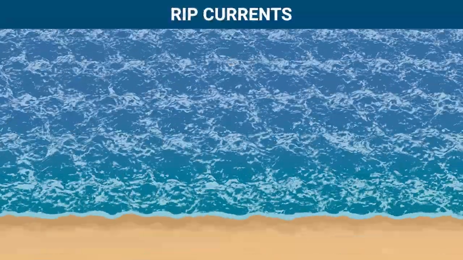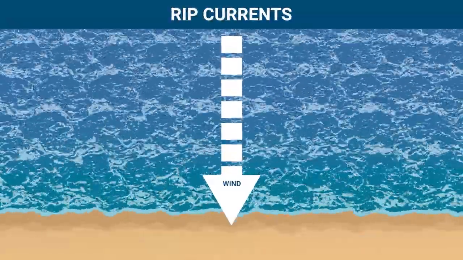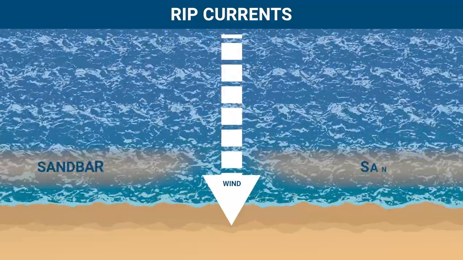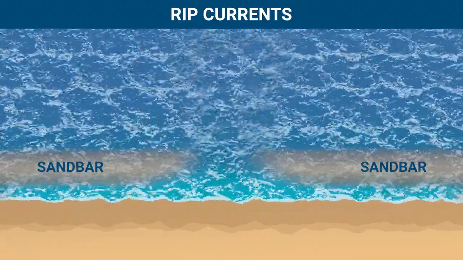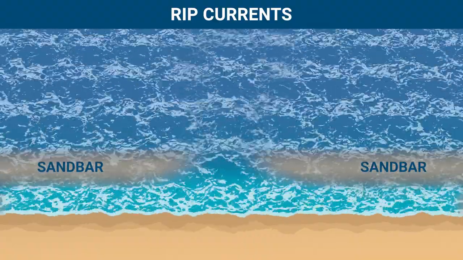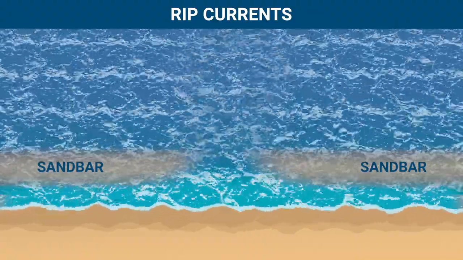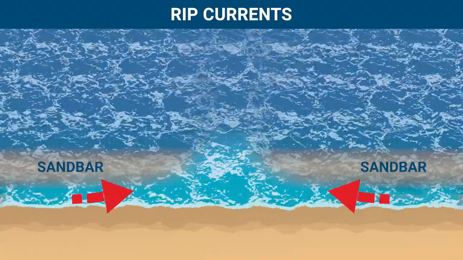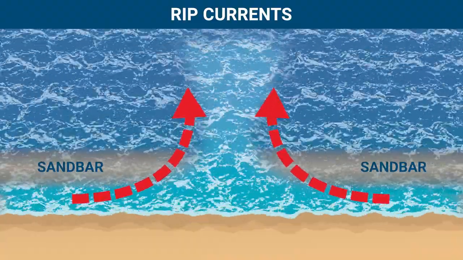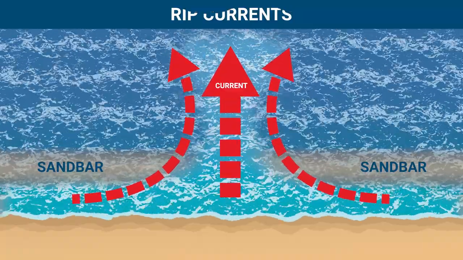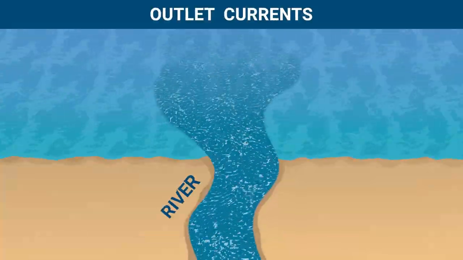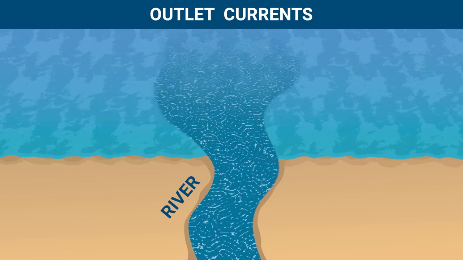For rip currents, winds and waves are directly onshore. The waves are breaking on the sandbar near shore. As the water washes up the shoreline, it starts to recede and hits the sandbar, but it doesn't have enough energy to go back over it. The water flows parallel to shore until it finds a cut in the sandbar, a trough, where the water can funnel out.